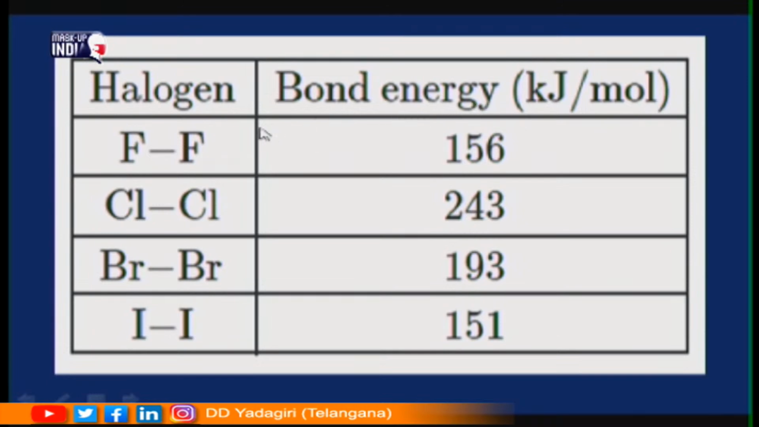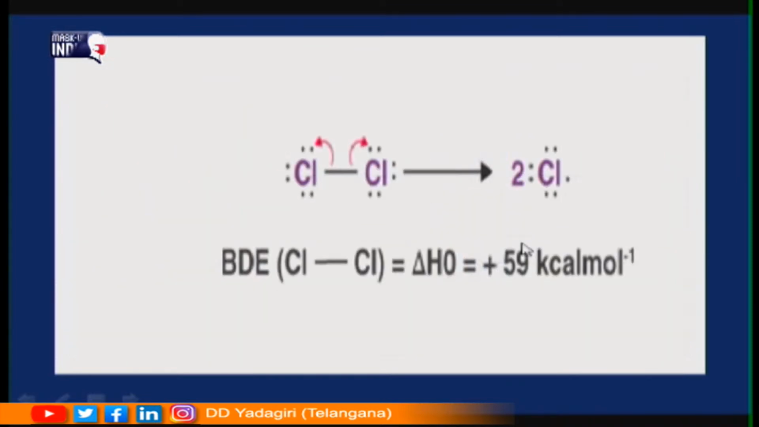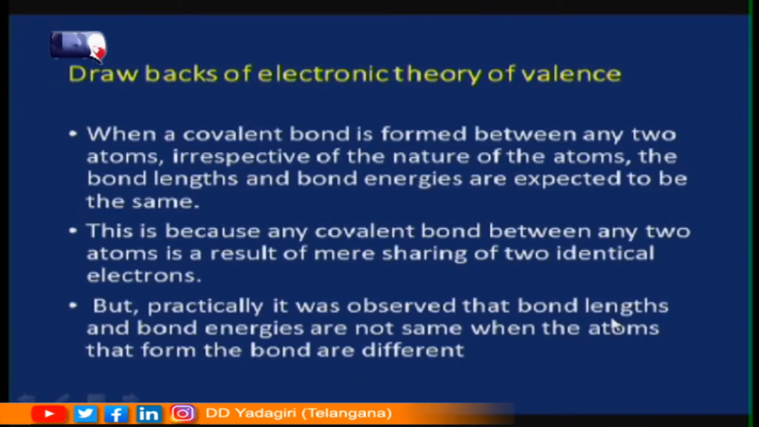And if you look at the bond energies, here F2 is the fluorine molecule, and the energy which is required to break the bond present between the two fluorine atoms is 156 kilojoule per mole. And if you want to break the bond present between the two chlorine atoms in a chlorine molecule, it is 243 kilojoule per mole. So, in this way the bond dissociation energy to break the two chlorine atoms is 59 kilocalorie per mole. So, there are some drawbacks of the electrovalent theory also, children.